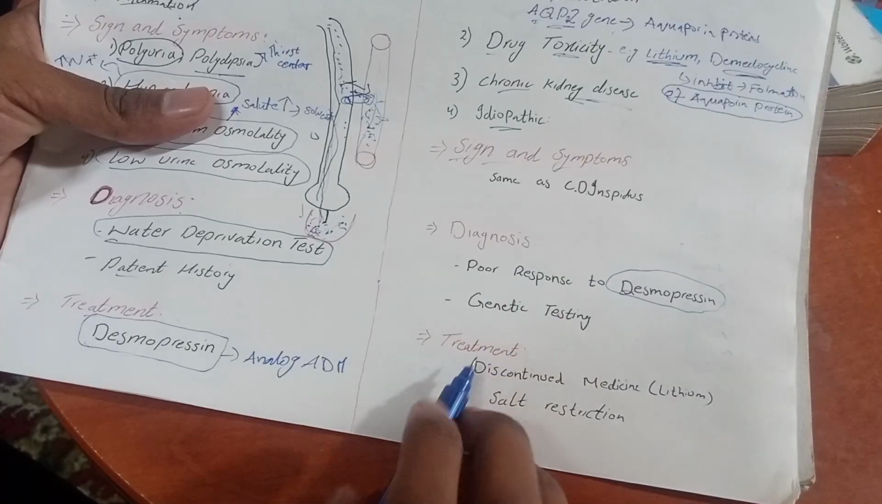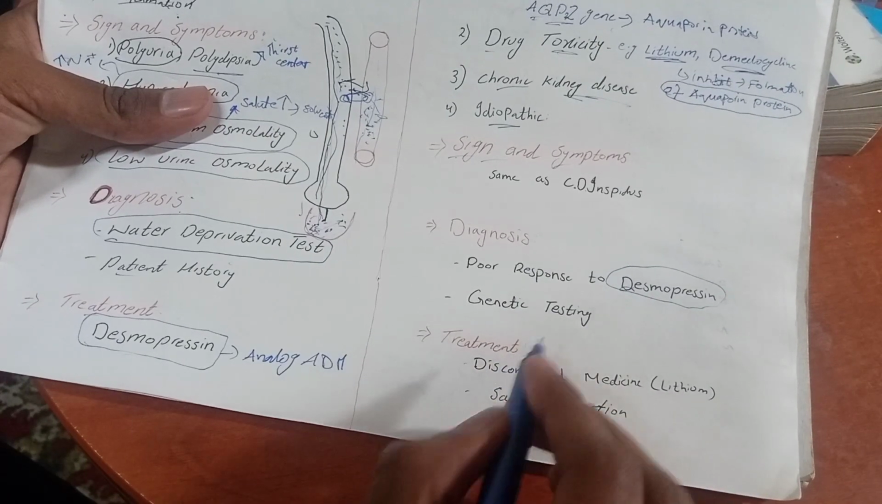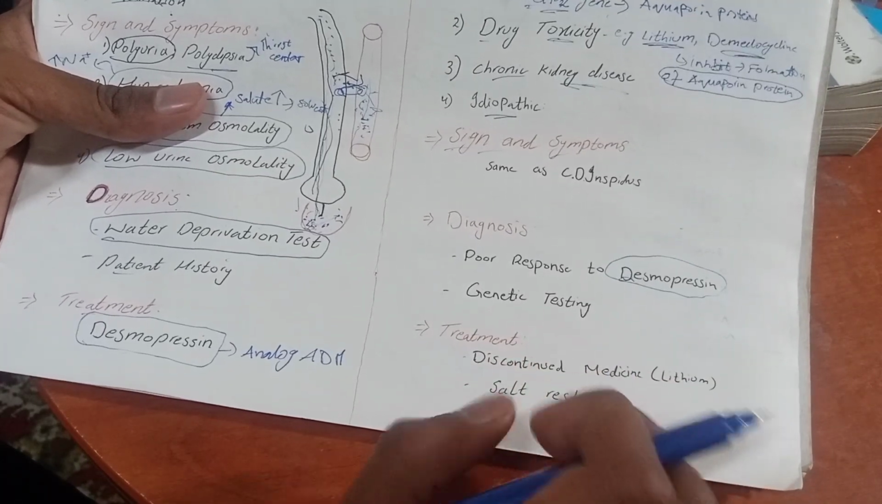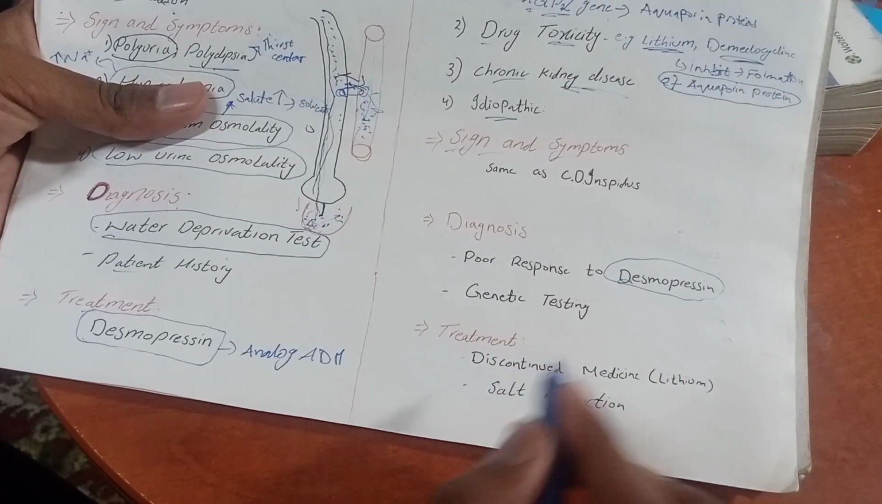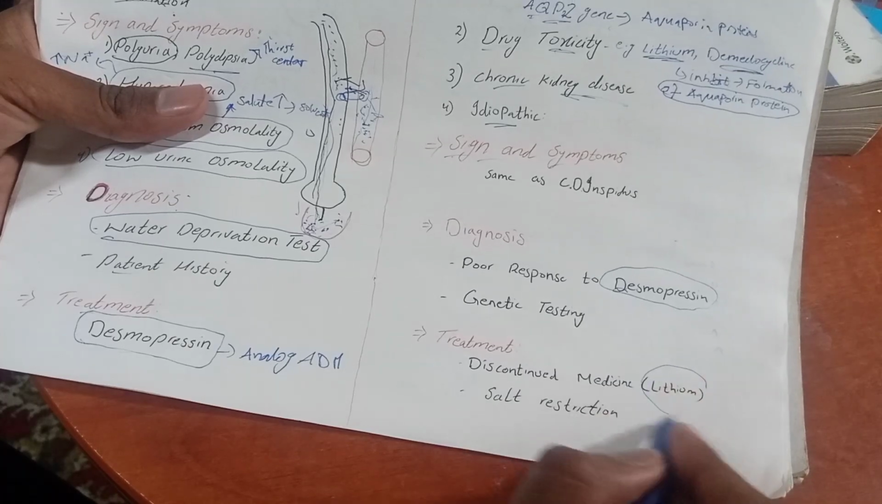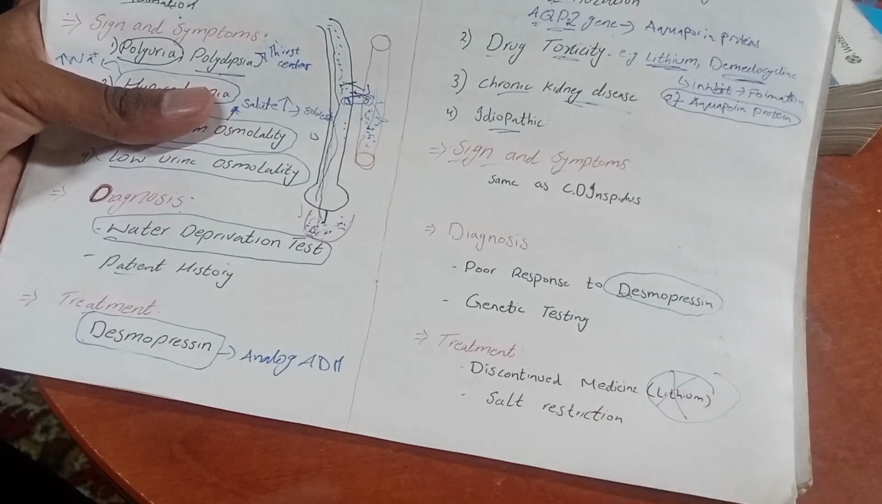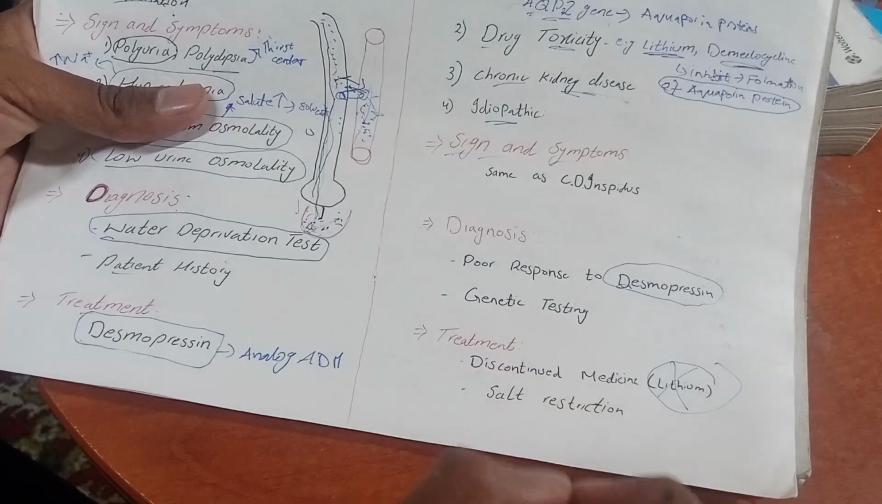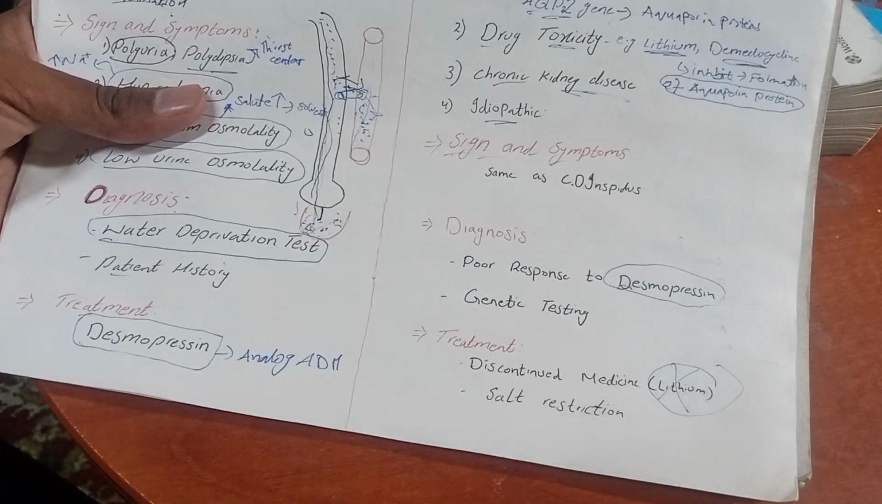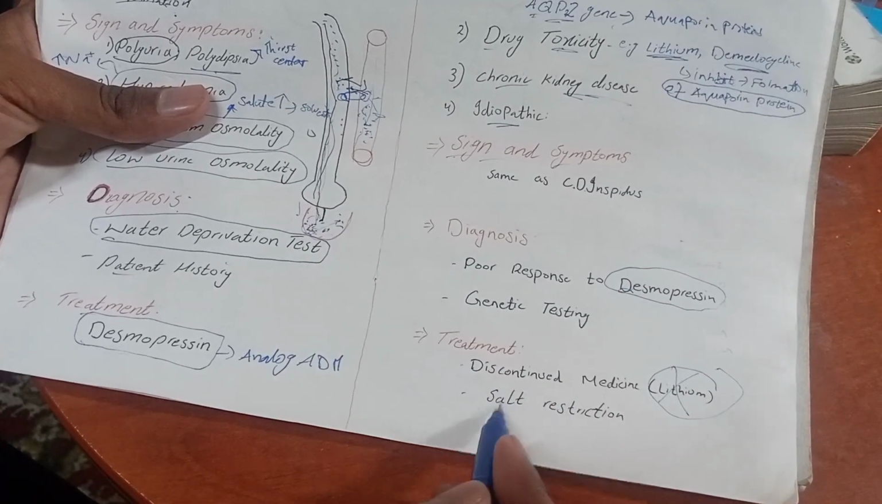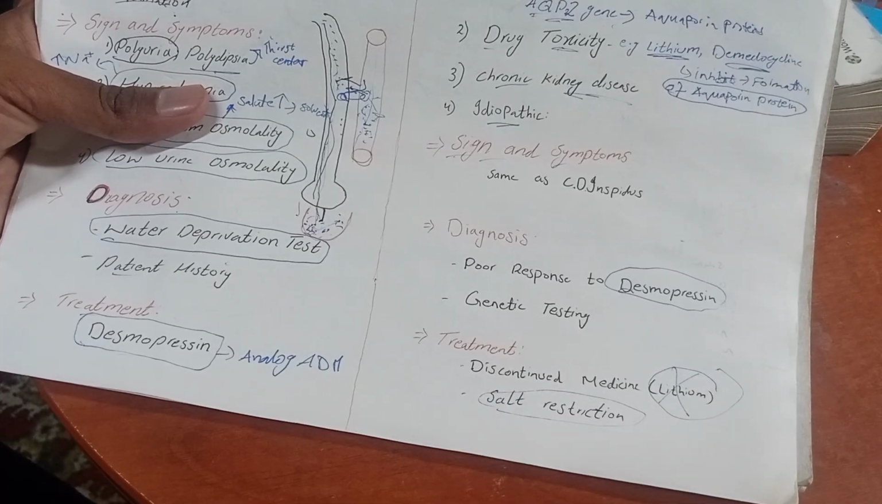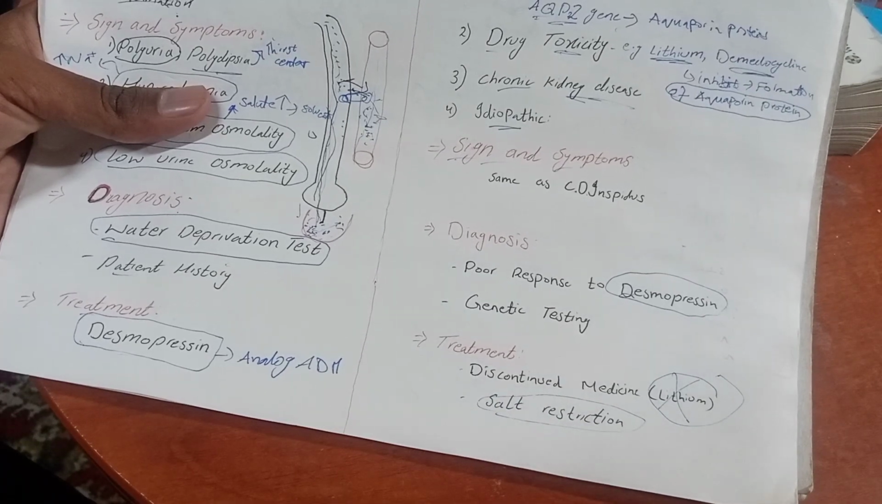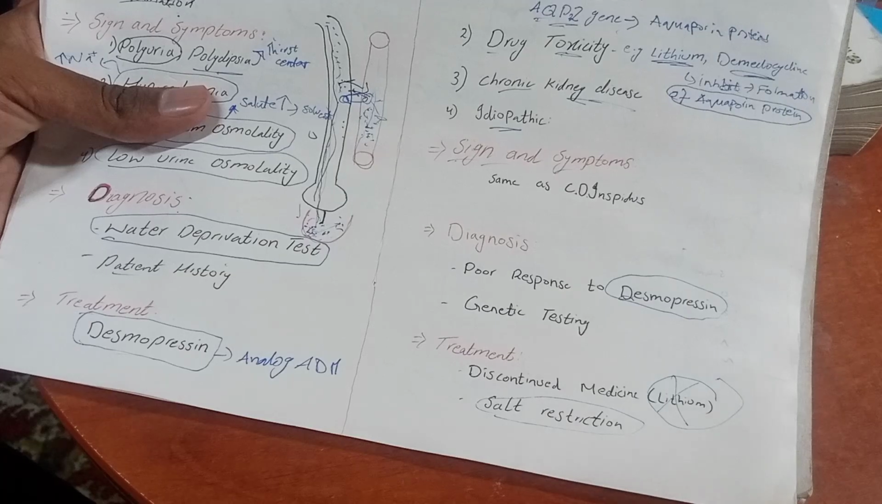And then treatment is to treat the underlying cause. First of all, if the underlying cause is drug toxicity, we have to discontinue this drug. Okay, then we can also take preventive measures: salt restriction and teaching the patient to take more fluid. This can also help out.